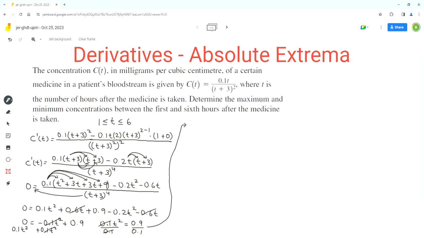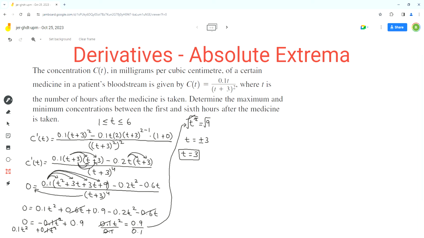So the next step is t squared equals 9, and now we can apply the square root to both sides. On the left side, the square and the square root will cancel each other out, and we get t equals plus minus 3. Now negative 3 is outside the interval for t, so that means the only valid value for t is t equals 3. Now we can find the values of the concentration at the t value we just found, and at the upper and the lower limit in the interval for t.